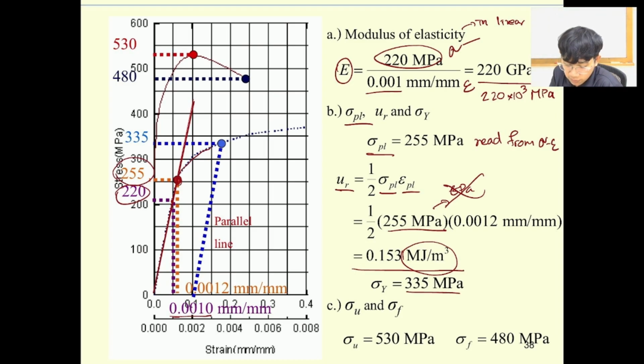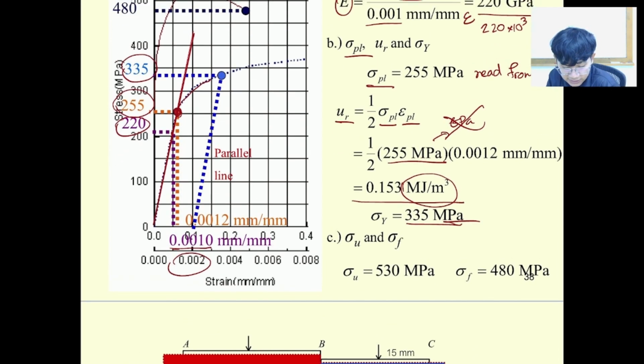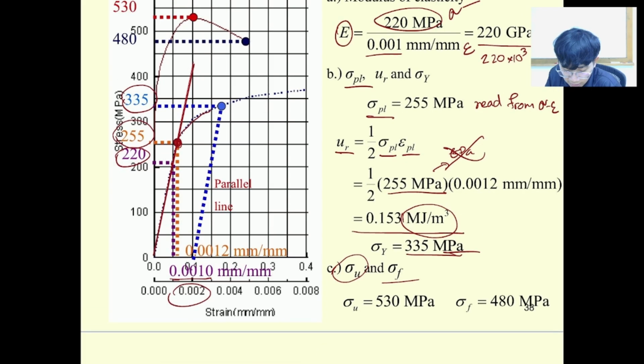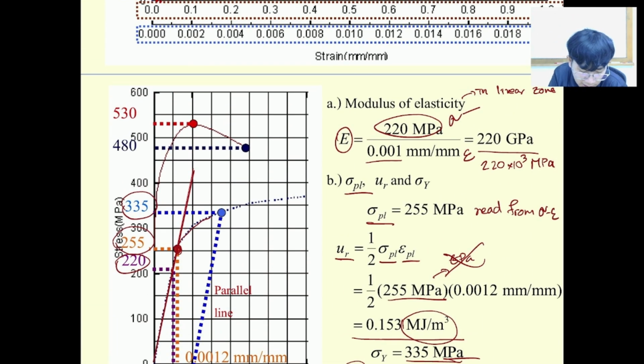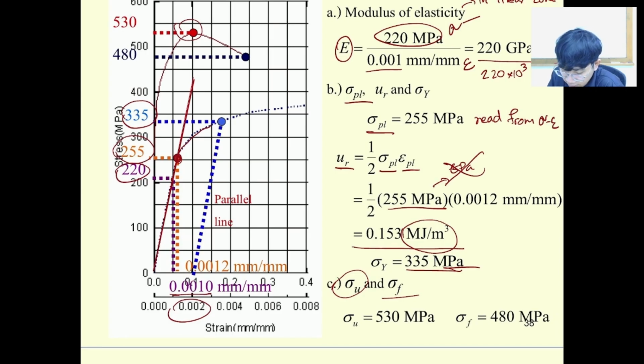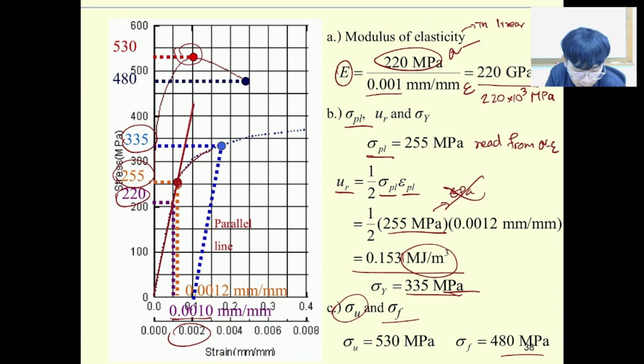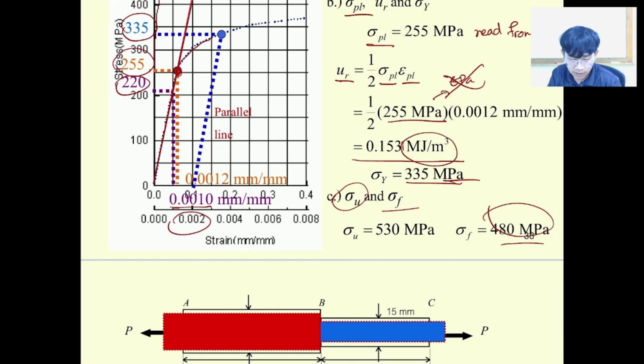And then we have yielding over here. So to find yielding, we need to offset 0.2% offset, and then we put it on the line over here. We're going to get 335. Next is the ultimate and fracture. So the ultimate is going to be the highest point, 530, and then the fracture is going to be the lowest point below the ultimate. We're going to get it equal to 480. So we get this one. Okay.